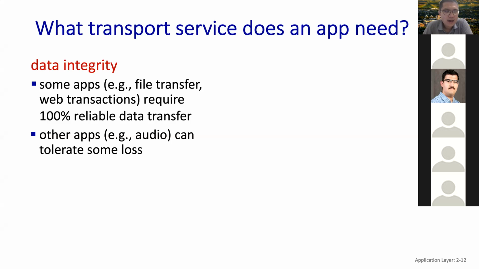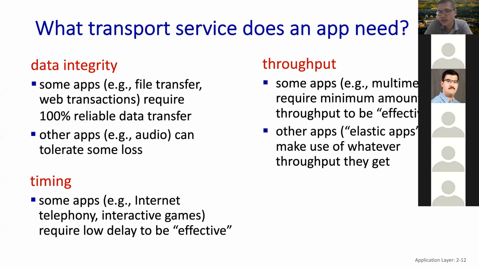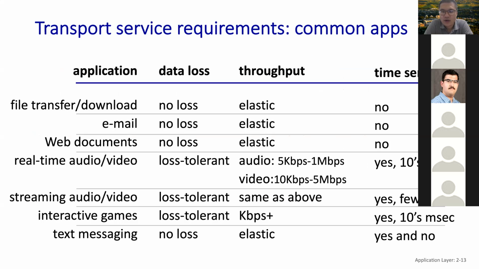Okay, so I think last lecture we were talking about application level protocols, right? And we also talked about what kind of transport level service an application needs. Still remember, we talked about data integrity, timing, whether it is time sensitive or not, throughput, and security, right? And we are using some examples to illustrate different demands from the different applications.